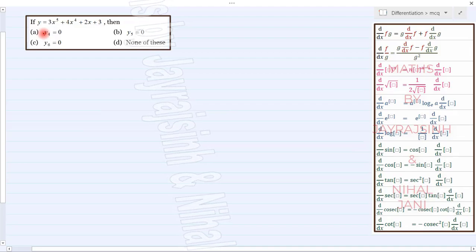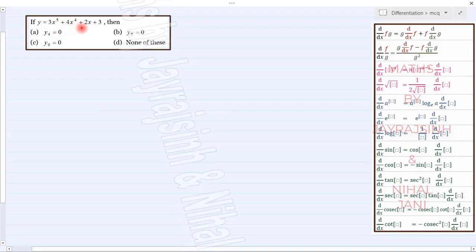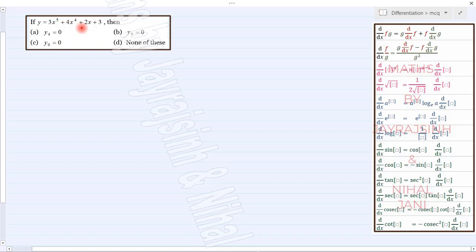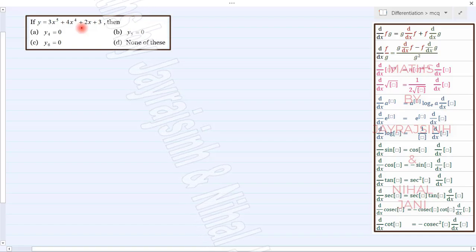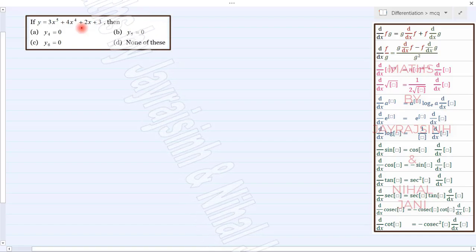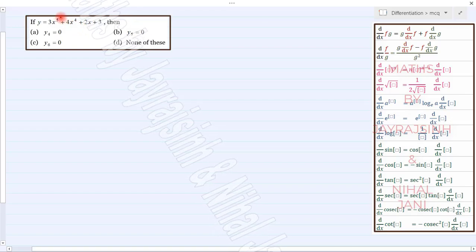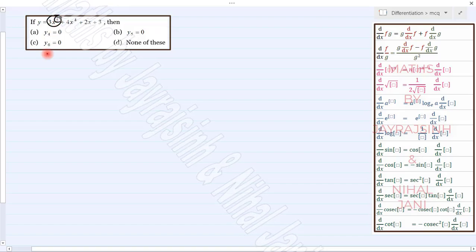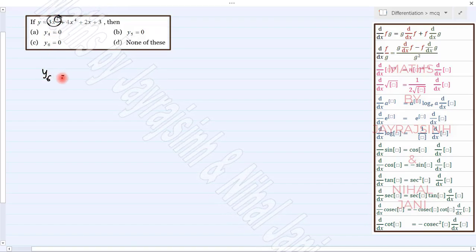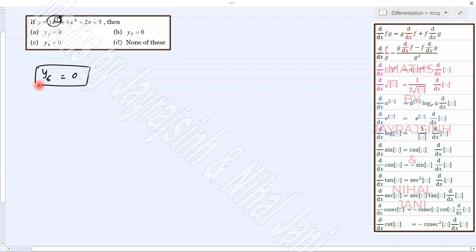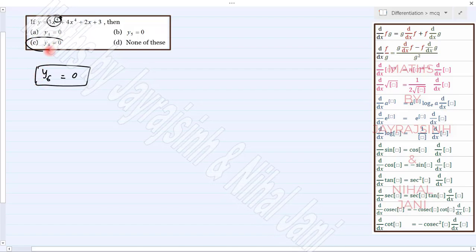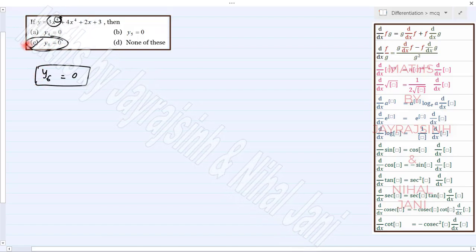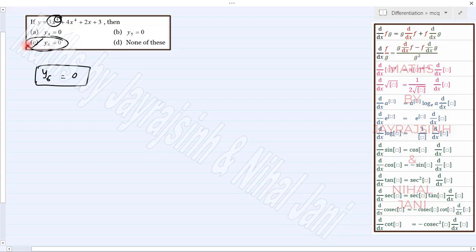If y is equal to 3x raised to 5 plus 4x raised to 5 plus 2x plus 5, then we have to find out which differentiation will give us 0. Here you should observe that your polynomial is of order 5. That means its sixth differentiation will be 0. So option C is your final answer. Ta-da!